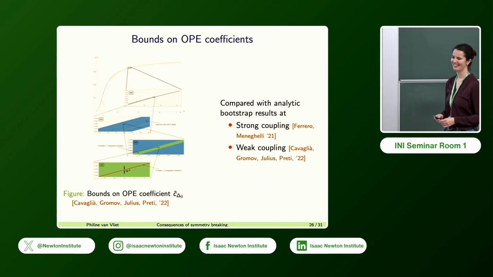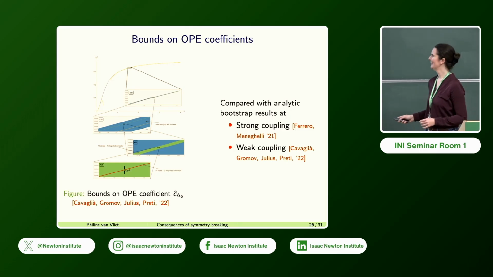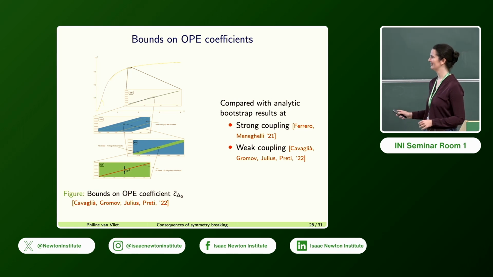Best point is minus 9 or higher? 14. 14, okay. That's because my spectrum is 14. If I increase the spectrum, I think... I see. Yeah, so this is next level. And you can see here the comparison with weak coupling and strong coupling results. So, okay, they already did this.